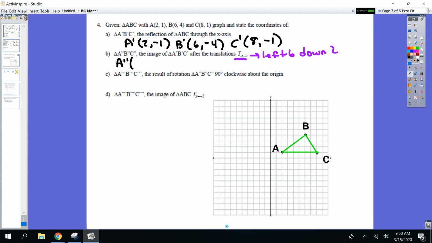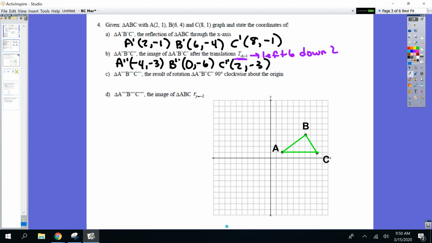A double prime, 4, -4, -3. B double prime, I have 0, -6. And C double prime, I have 2, -3. All right, so make sure those coordinates are correct and graphed correctly. Next up, C double prime.